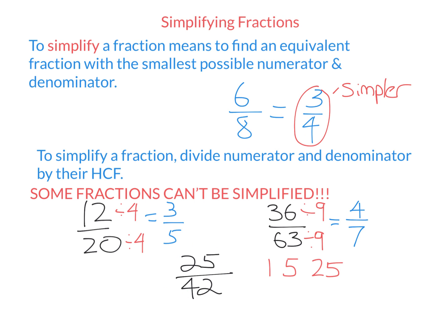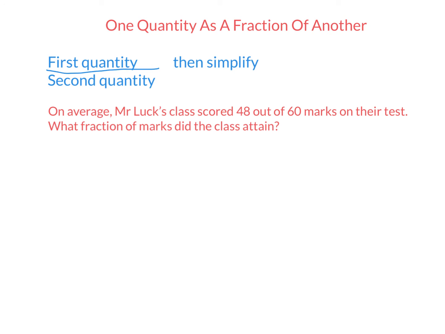All right, let's now use simplifying fractions to write one quantity as a fraction of another. We're doing questions like this, where you have two quantities, you write the first quantity over the second quantity and simplify. This is the kind of question you need to be able to do. On our last test, our class scored on average 48 out of 60 marks. What fraction of the marks did they attain? Well, of course, they attained 48 out of 60, or 48 over 60.